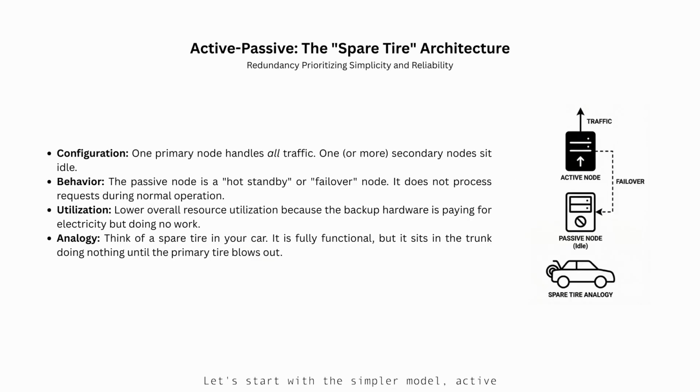Let's start with the simpler model: active-passive. In this setup, you have a primary active system and a secondary passive system. The primary handles 100% of the incoming requests, and the passive node is just watching. It remains on standby, waiting for the primary to fail. It's essentially an insurance policy.